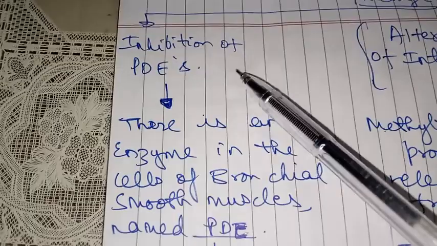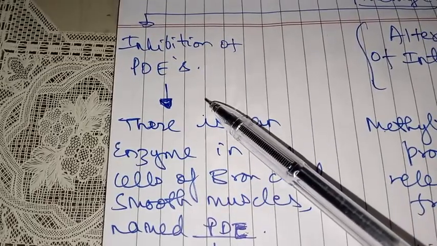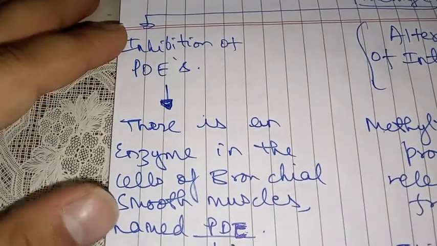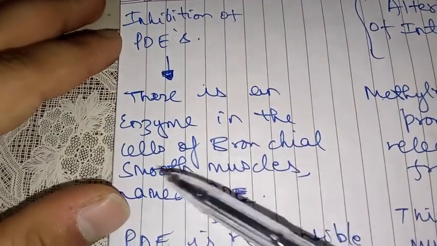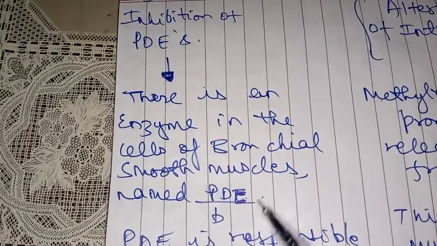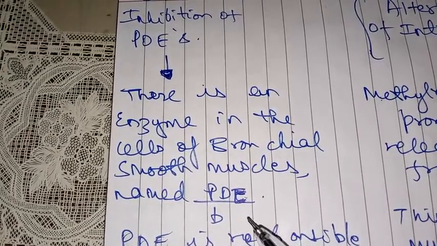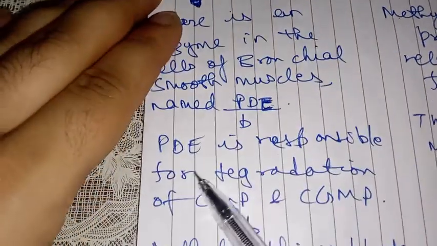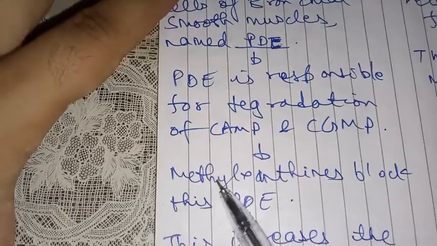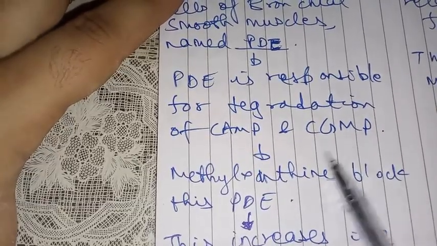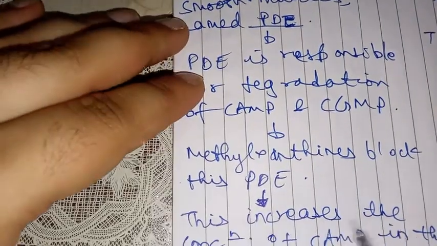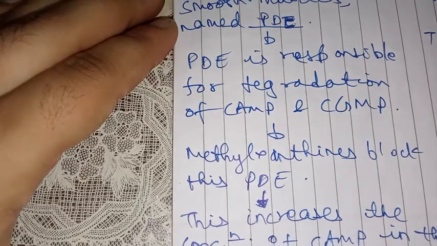If we talk about PDE, there is an enzyme in the cells of bronchial smooth muscle that is called PDE, phosphodiesterase, and this PDE is responsible for degradation of cAMP and cGMP. Methylxanthines block this PDE, and this increases the concentration of cAMP in the cells. This causes muscle relaxation.